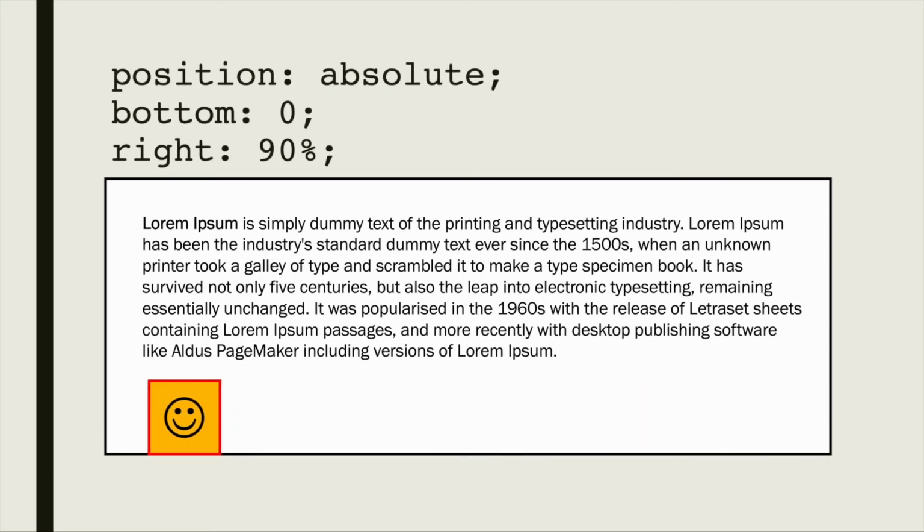If you say bottom 0 and right 90%, then 90% of the browser's width will be placed between the element and the right side of the page. And lastly, if you just say bottom 0, right 0, it places it at the bottom right corner of the page. Nice and easy.